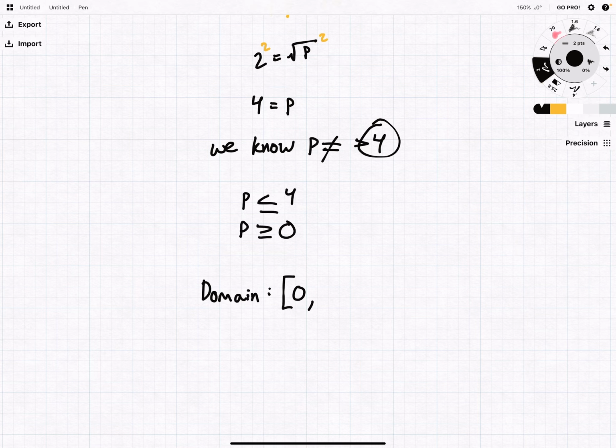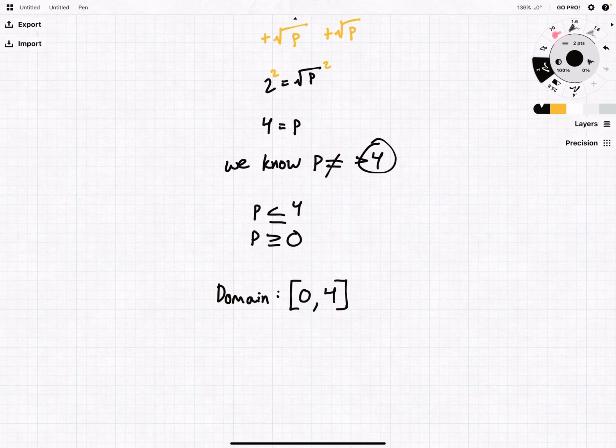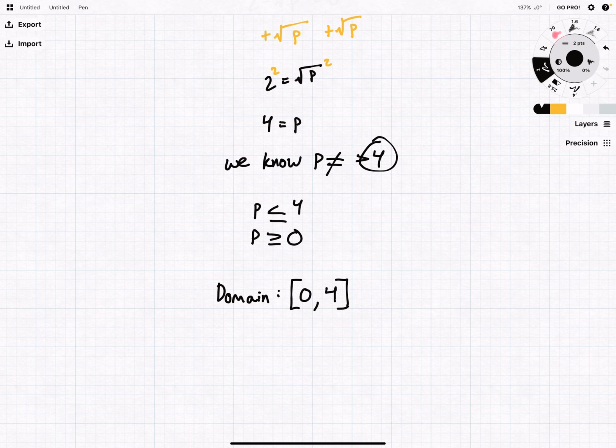So just double checking everything really quick to make sure I'm not misguiding or anything. Yeah, it looks like p can be from 0 up to 4 and including 4. So we'll have closed brackets on both sides. Sorry about that. But that's going to be our answer: 0 up to and including 4. Thank you.